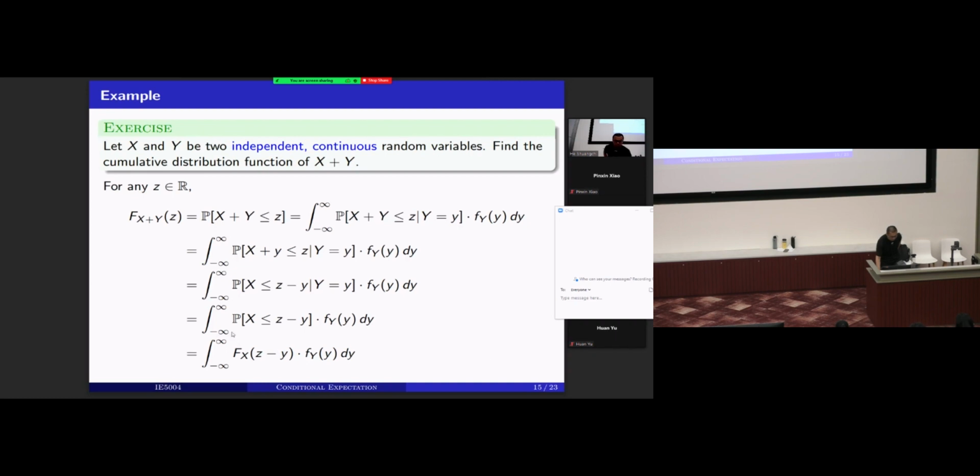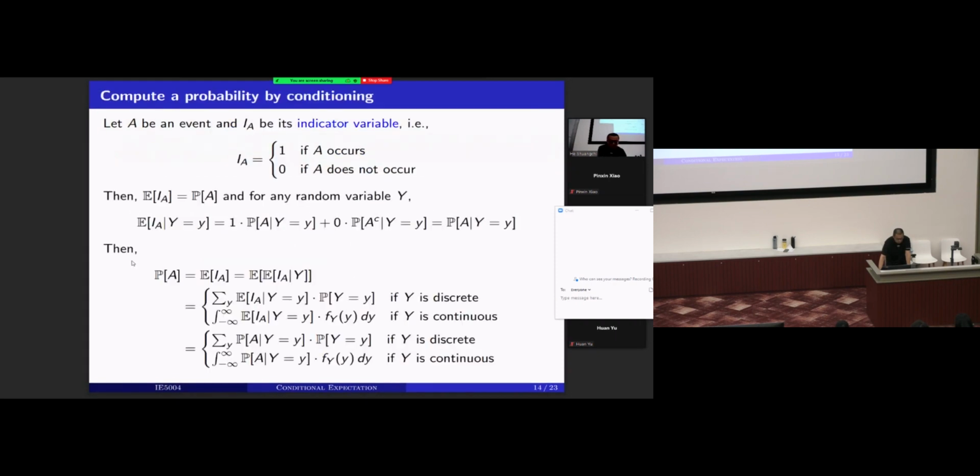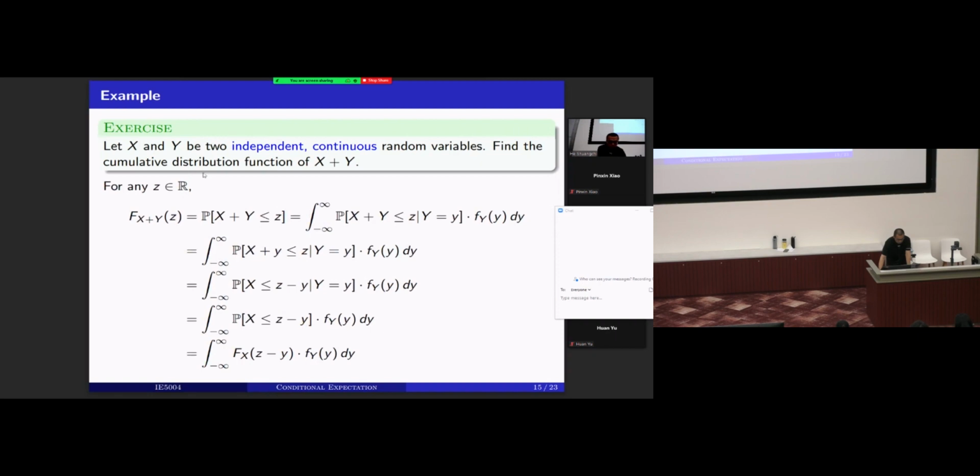So then here you can see that if you wish to know the CDF of the sum, it should be equal to something like this. It's an integral. So both the CDF of X and the density of Y are involved, right? So this is the example of how to calculate the probability of an event.